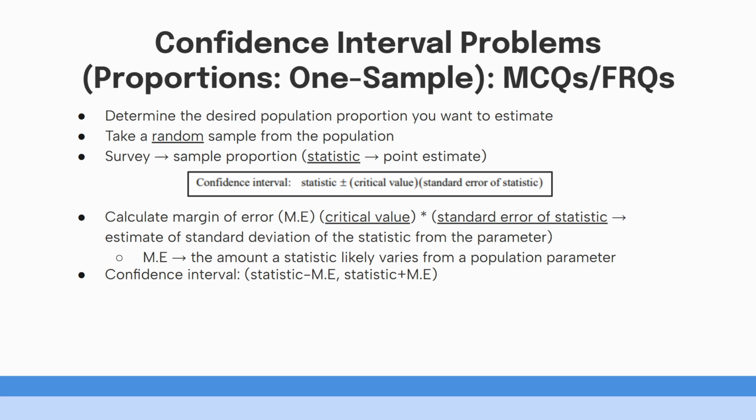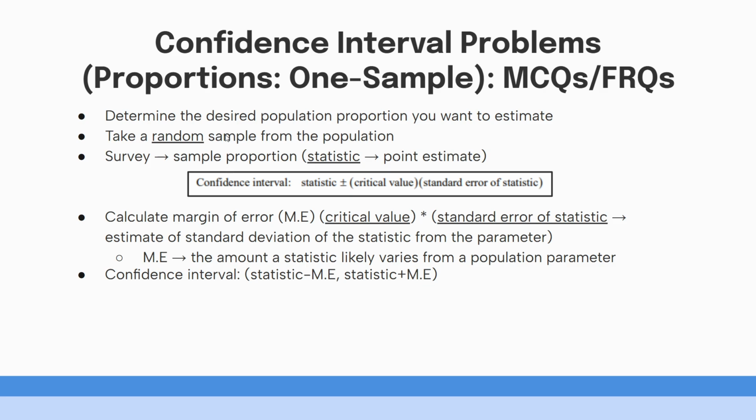And then you obtain your sample proportion, which is how many of that sample have the characteristic that you want to determine. We call this the statistic, or in other words, the point estimate we will use to build our confidence interval. Just to double check, can you guys see my mouse on the screen? Yeah?